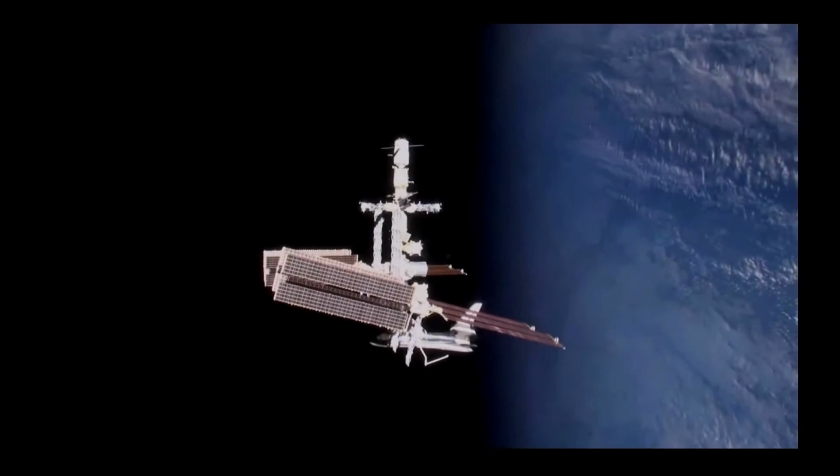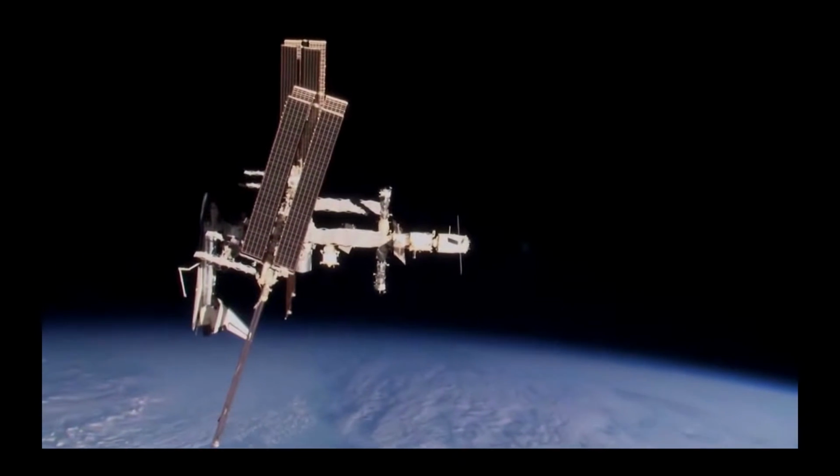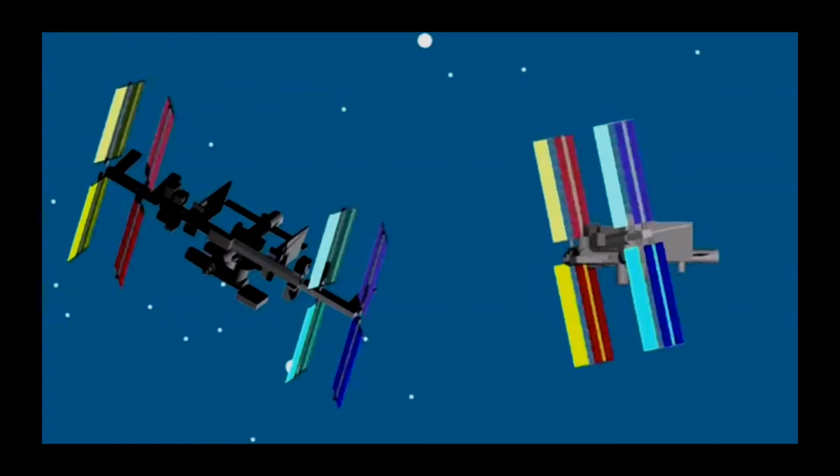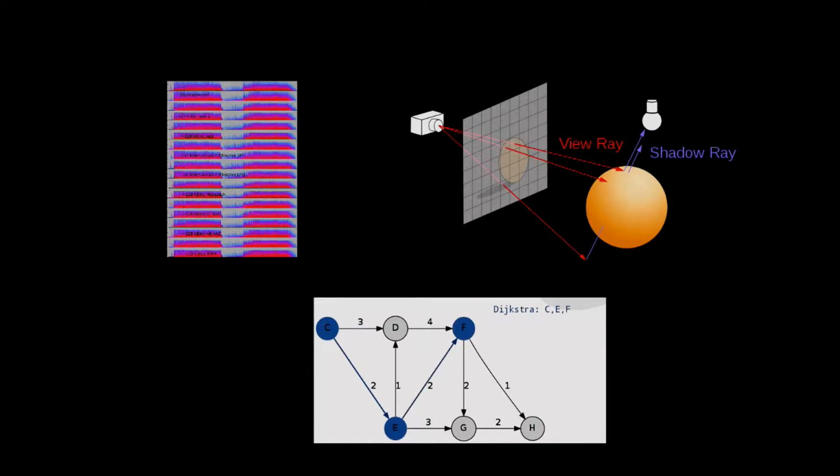How does NASA choose how to arrange the solar panels on the International Space Station and when to rearrange them? With optimization and scheduling algorithms. Those algorithms are more complex than our everyday algorithms, like making a grilled cheese sandwich, but they boil down to the same thing, a set of steps to accomplish a task.